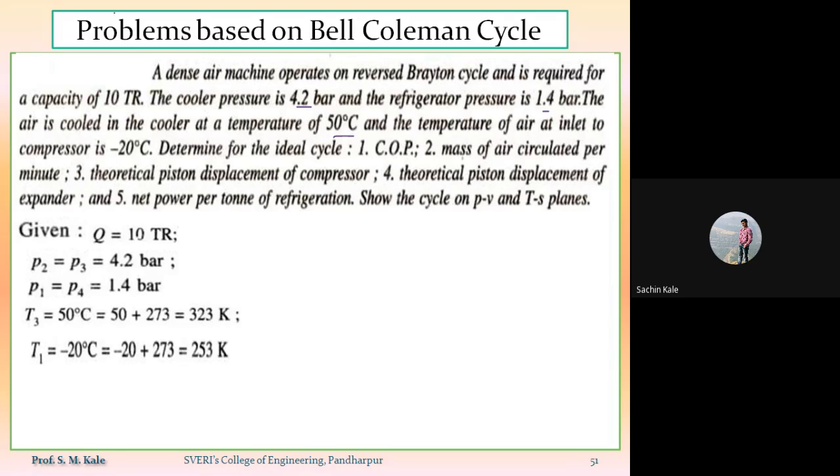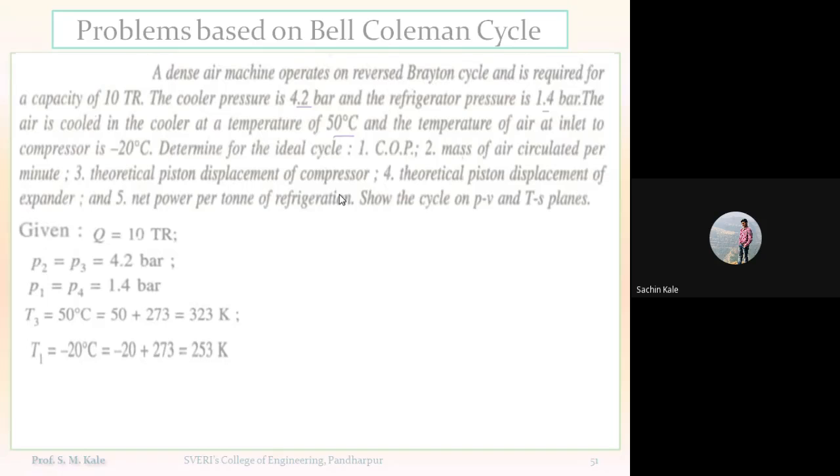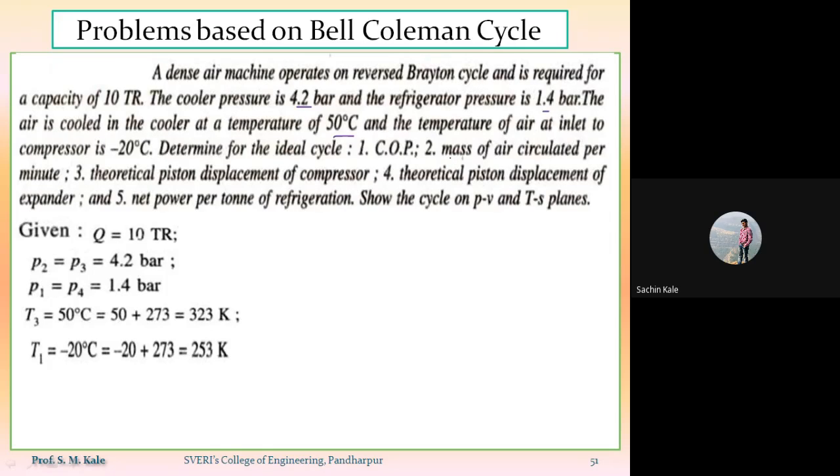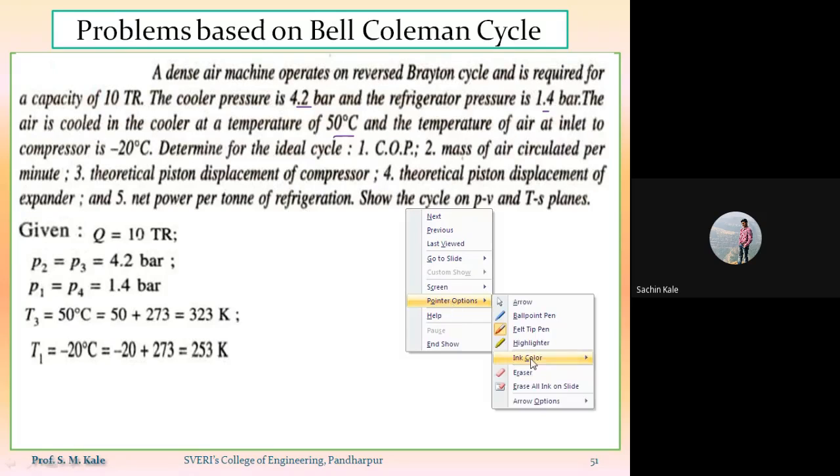Determine for ideal cycle. What do we have to find out? The first thing is to calculate COP. Second one, mass of air circulated per minute, that is nothing but m dot a. Theoretical piston displacement of a compressor. Wait for 1 minute. Theoretical piston displacement of compressor means which value we have to find out? Can anybody tell me? That means we have to calculate the value of V1 also.